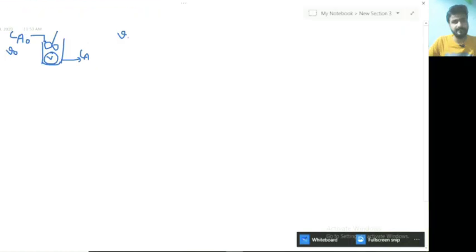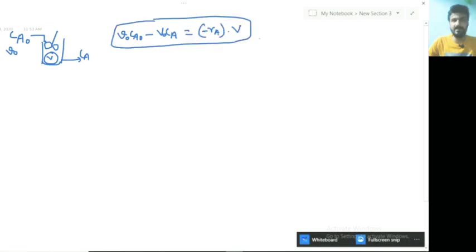So you can understand V naught Ca naught minus V naught Ca equals minus Ra into V. This is the basic performance equation of the continuous stirred tank reactor, and this equation is applicable for steady state, because we will be dealing with the steady state here. Now understand one thing, you can take common Ca naught minus Ca upon minus Ra.